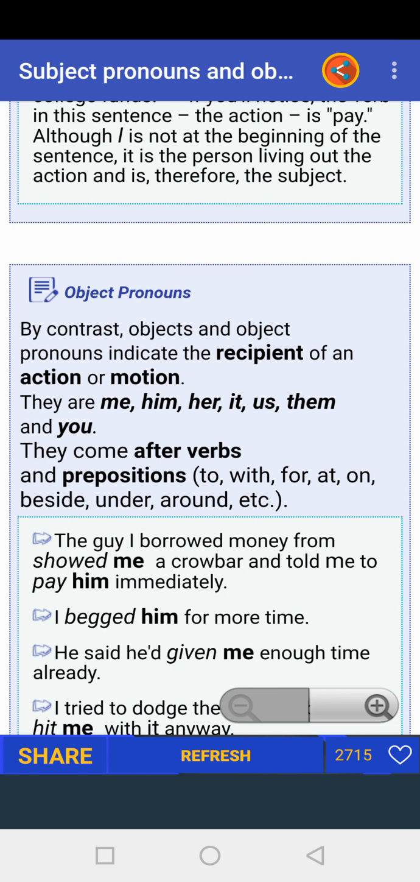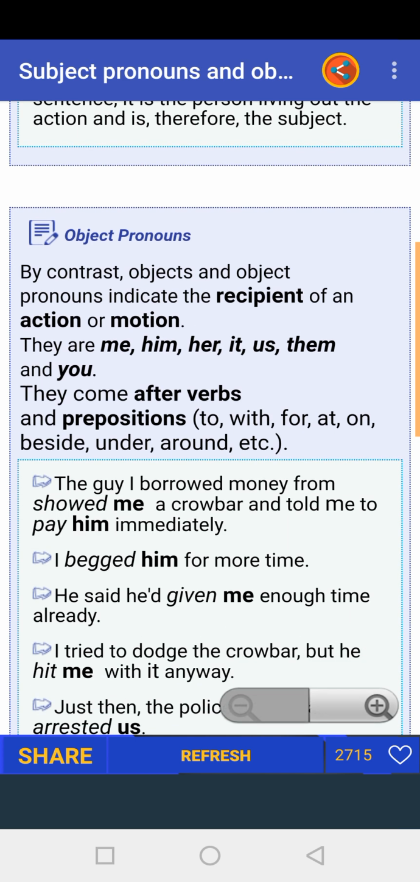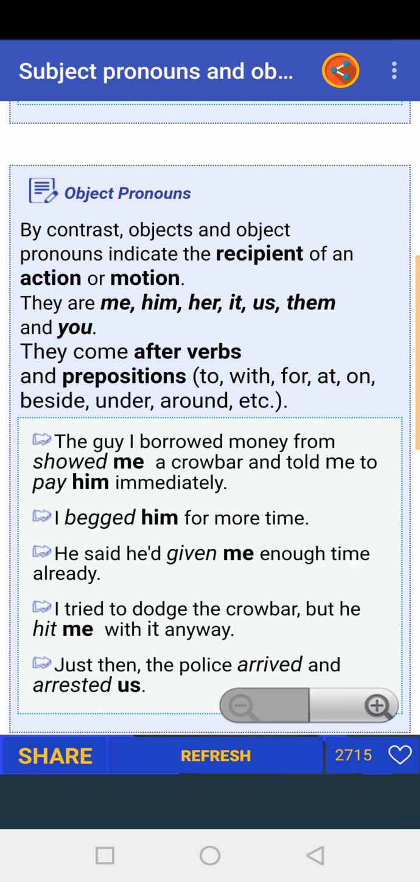Let's go to object pronouns. By contrast, objects and object pronouns indicate the recipient of action or motion. Now the object pronouns are the recipient of the action or motion. They are me, him, her, it, us, them, and you.